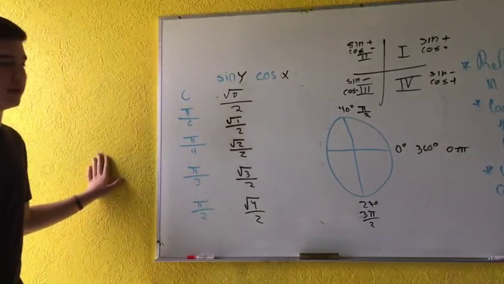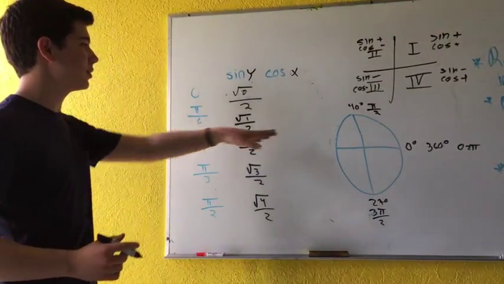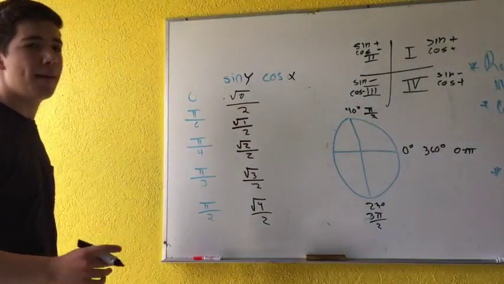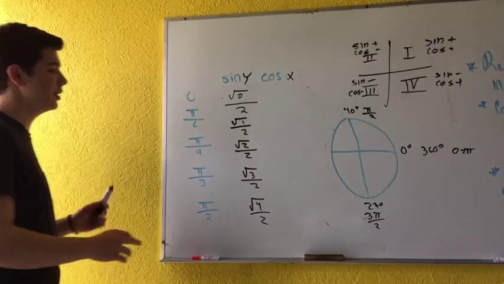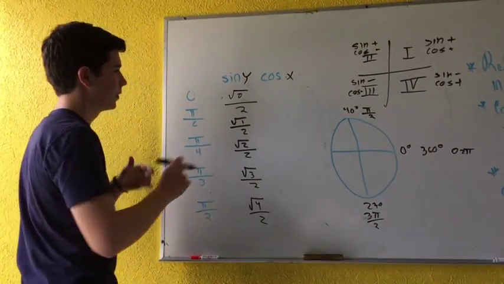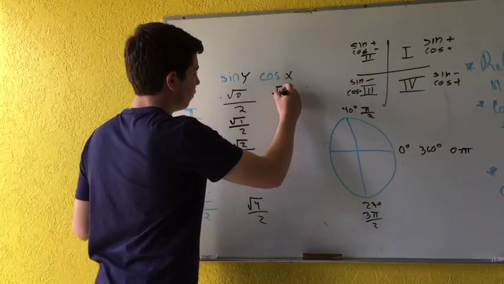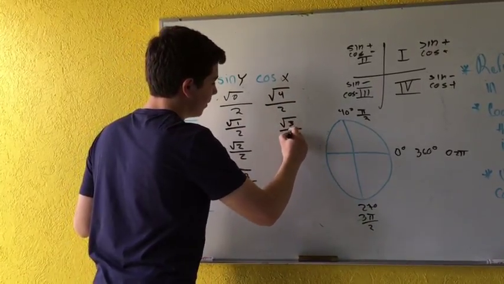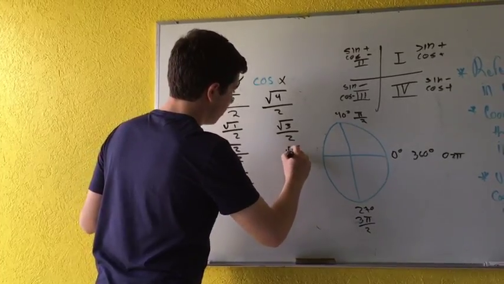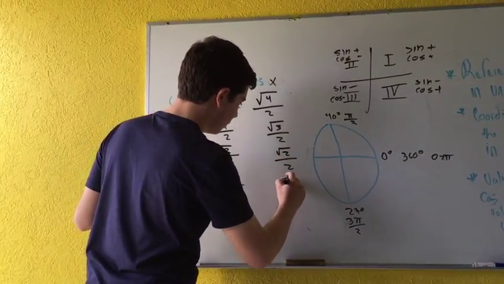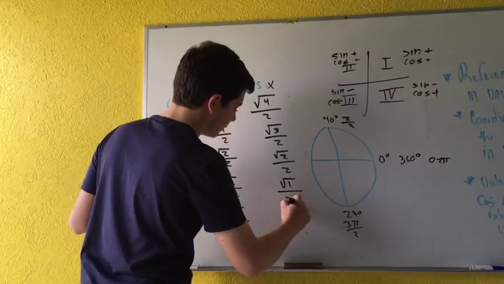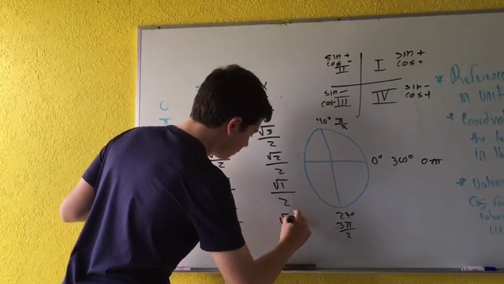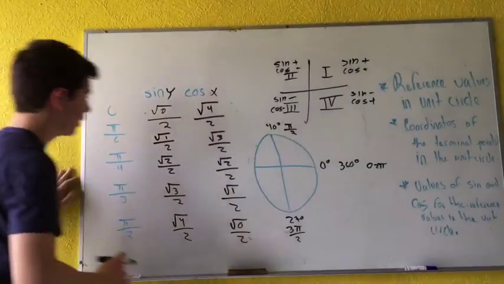This is what it should look like. And then on the cosine side, we're going to do exactly the same, but we're going to change the square root numbers. So we're going to start with 4 above 2, 3 above 2, 2 above 2, square root of 1 above 2, and square root of 0 above 2.